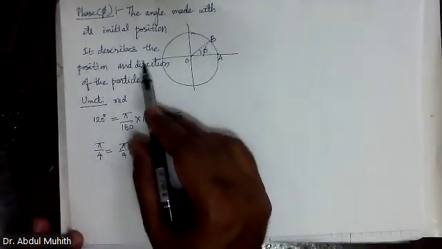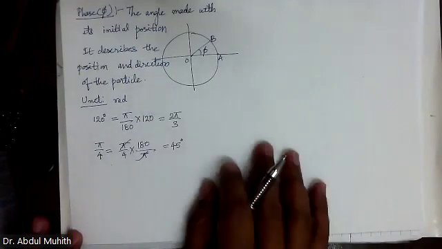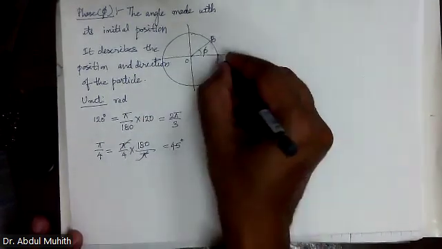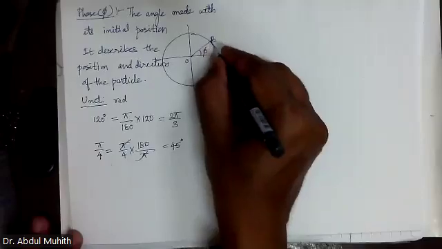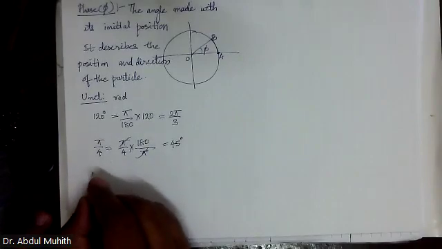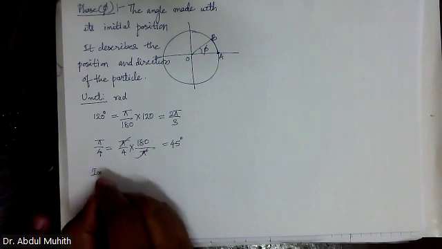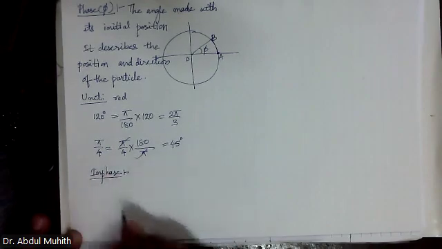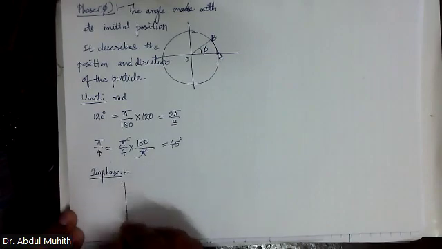Is it clear? First of all, phase. The angle made with the initial position. This is the initial position. It started from here. This is said to be phase. It describes the position and direction of the particle. Next, we have in phase, out of phase, and constant phase difference. We'll start with in phase. See carefully.